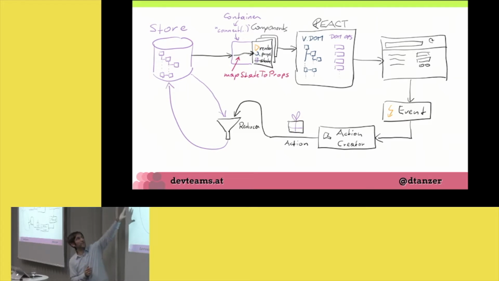So we have the state in the store. We render something to the screen. This is a pure function. What's shown on the screen is only a result of what's in the store and the code in here.